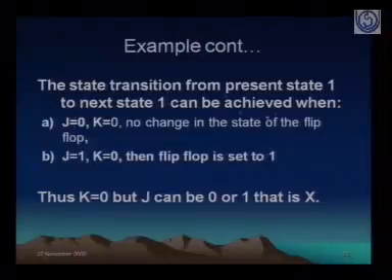And the final case, what is the final case? When the present state is 1 and you want the next state 1. That means you want no change. So the J and K values have to be 0, 0, or in the other situation, you just set the flip-flop. So you just apply J as 1 and K as 0, then the flip-flop is set to 1. So in this particular case, the K value has to be 0, but J can be 0 or 1, that is X.